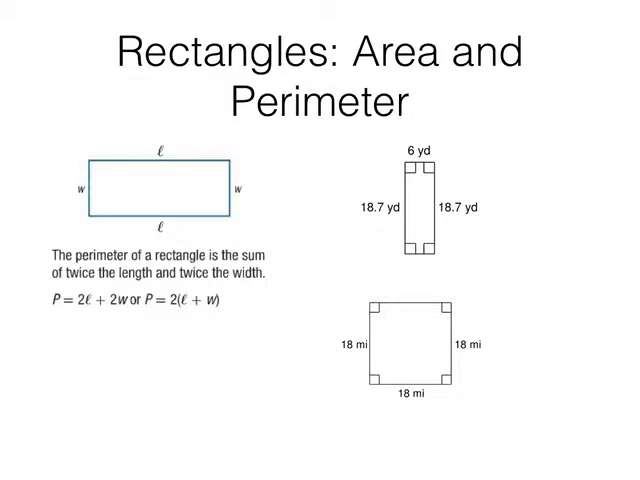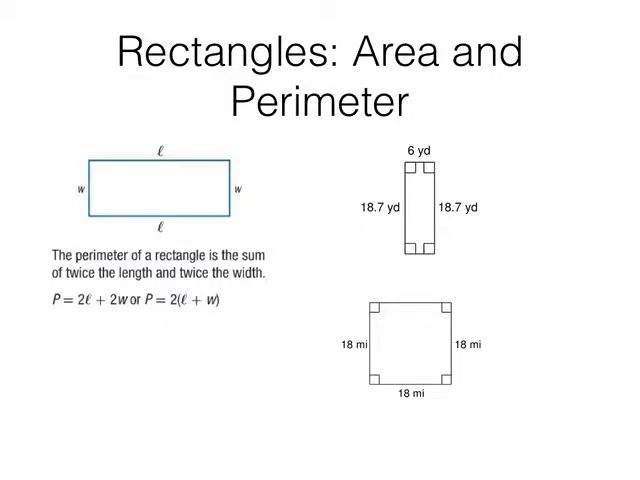Perimeter. The perimeter of a rectangle, this is the only one that has a formula on the formula sheet. Well, actually, I shouldn't say that. Square has a formula as well. We'll talk about that in a minute. But the perimeter of a rectangle is 2W and 2L. So 2W plus 2L. Or you could add the length and the width and then multiply by 2, which is the same thing as 2 times L plus 2 times W.